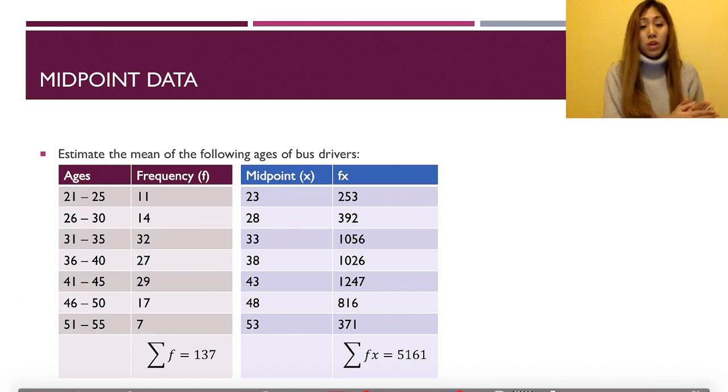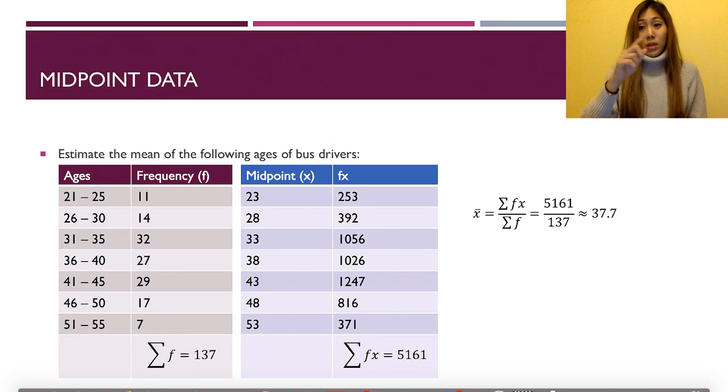Just now, remember we saw the product was F multiplied by X, so we multiply frequency with X again. Instead of multiplying 21 through 25, we just multiply 11 by 23. That gives us an average value. We add up all the frequencies, and we add up all of the products. So we have a sum of frequencies of 137 data values. We have the sum of f times x, the products, which is 5,161.